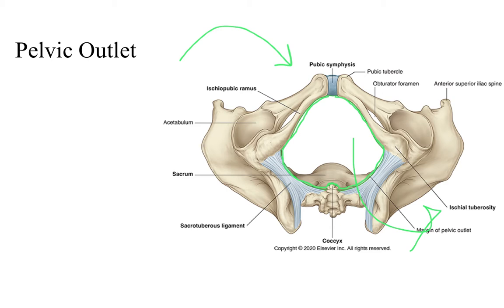All right, and so you notice the borders of that are the ischiopubal rami, the ligaments that are holding the sacrum and coccyx to the ischium, as well as the coccyx itself and the pubic symphysis. So those will be the borders of the pelvic outlet.